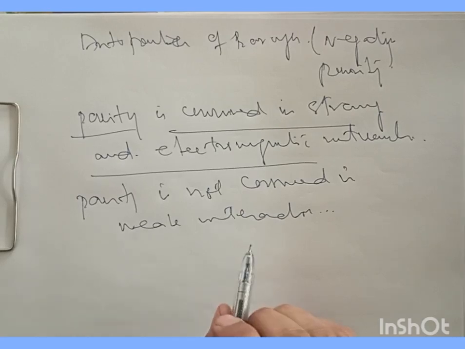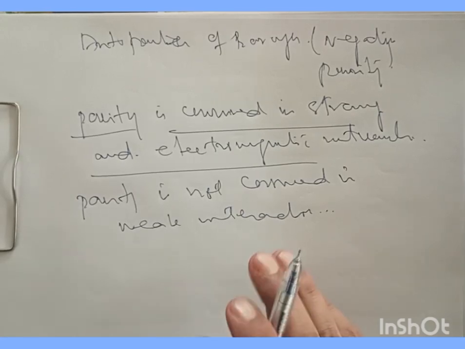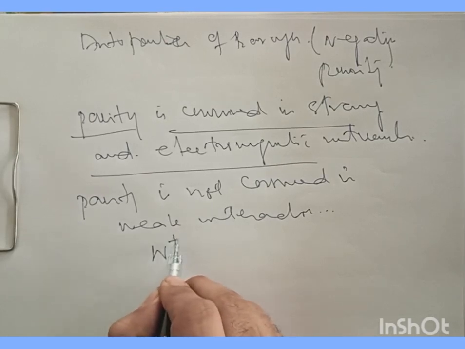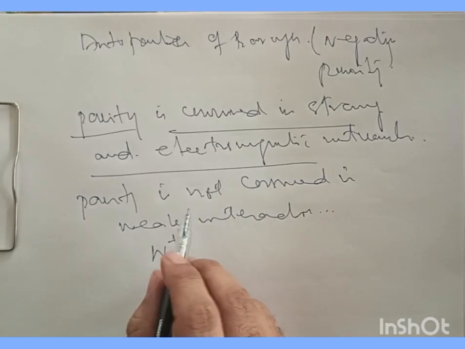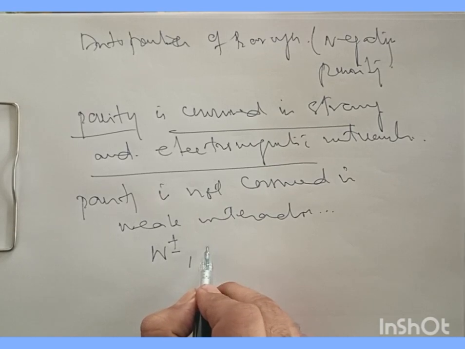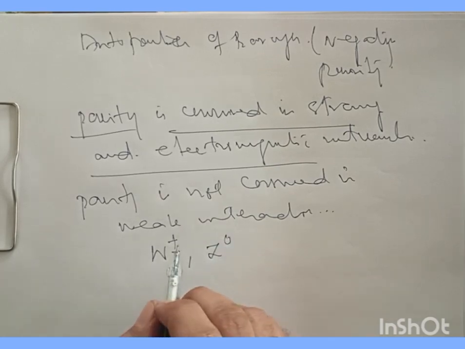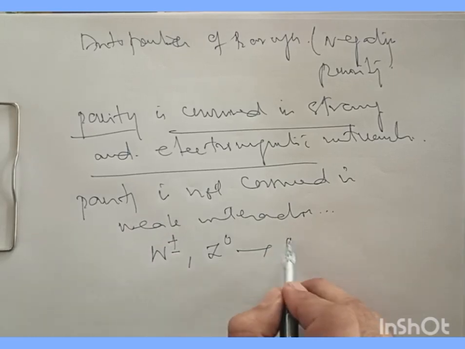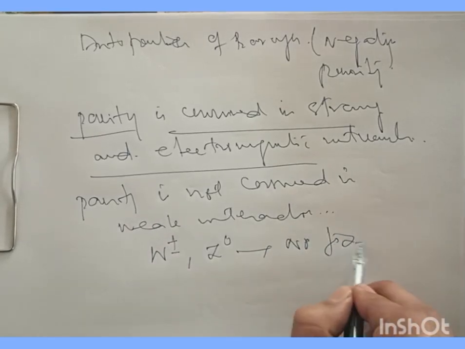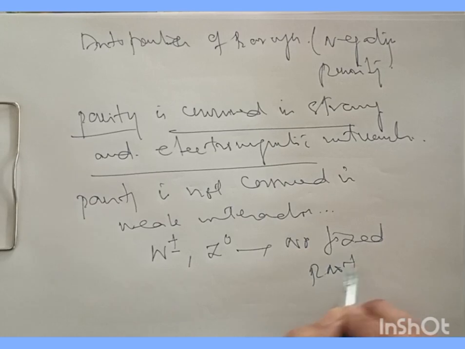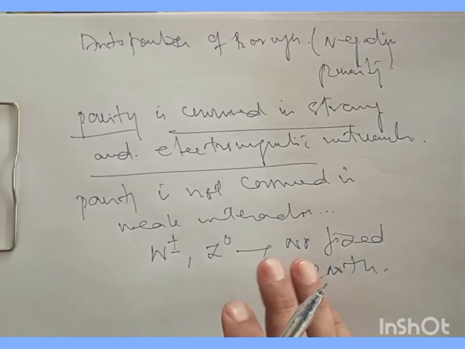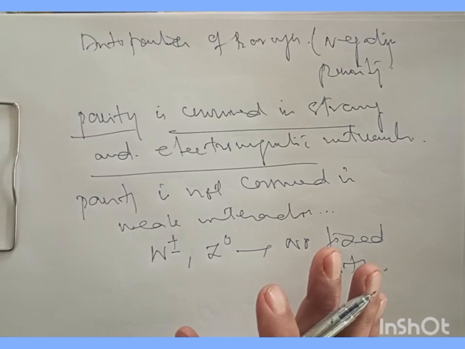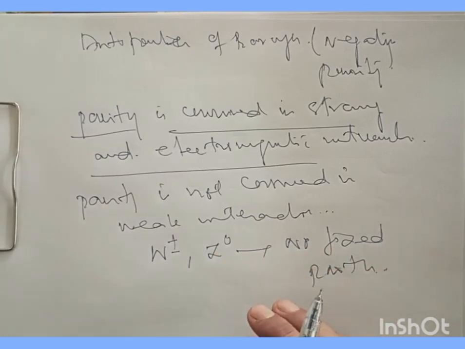So we should say here that the charged bosons, like we have W plus, minus, and some neutral bosons like Z0, they have no fixed parity. They don't have any fixed parity. Now, talking about the parity of a composite state, a system of particles.